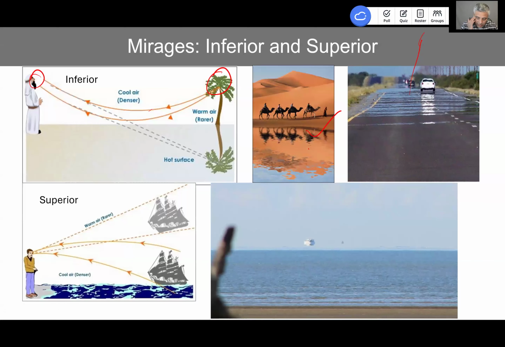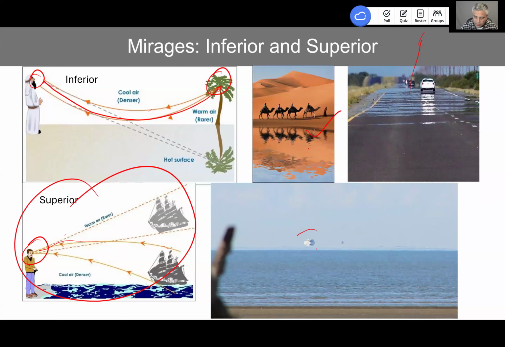So in that case, what happens? Rather than light starting from here and bending something like that, it may bend downward. Because of that, it seems like it's coming from up there, and it seems like the ship is up there in the air. This is of course the sketch, but this is the actual photograph. You see, it seems like this thing is floating on the air, not on the water.